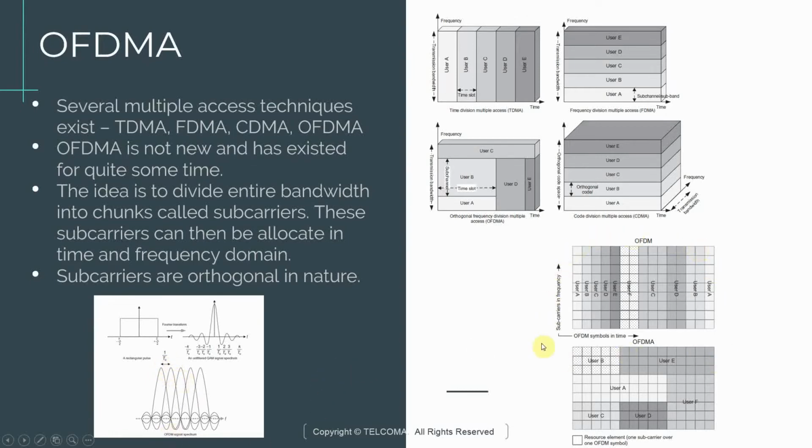And this picture here just illustrates that concept of OFDM and OFDMA. In OFDM, you divide your entire frequency into chunks of spectrum, and you allocate them to different users. In OFDMA, you take it one step further, where you assign your subcarriers in the time and frequency domain. So it's a two-dimensional split, whereas OFDM by itself is a one-dimensional split.